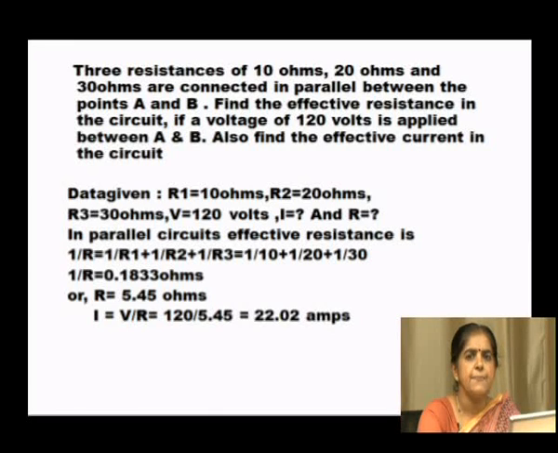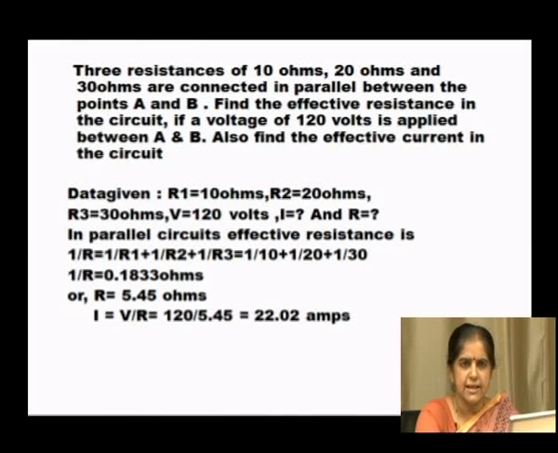So, that will be the effective resistance in the circuit. The effective resistance in the circuit we have calculated. Next is to find out the effective current in the circuit. What will be the total current in the circuit? The total current in the circuit, let it be I.